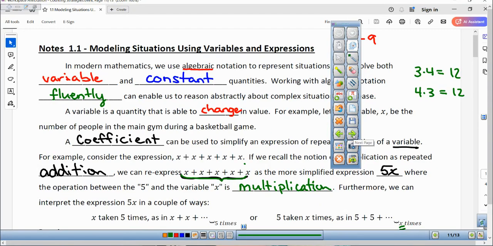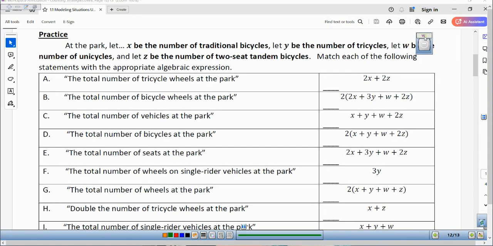Let's look at the bottom of this page here, and we're going to start applying it. There are a few things we do need to know that may be general knowledge, but let's make sure that we understand. We're imagining we're at the park, and we are going to let x represent the number of traditional bicycles. What do I mean by traditional bicycles? That means we have 2 wheels, 1 seat, and your handlebars and whatnot. That's what this is. And we're going to think about those properties as we talk down here.